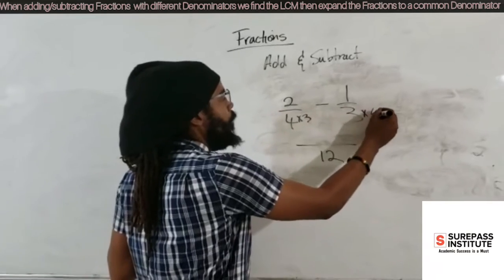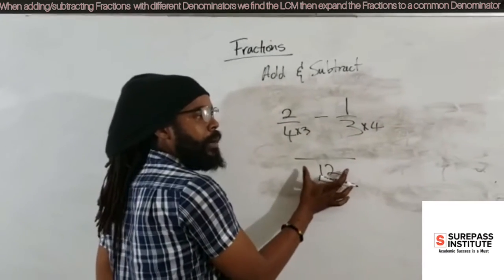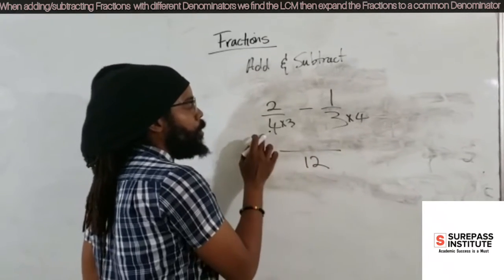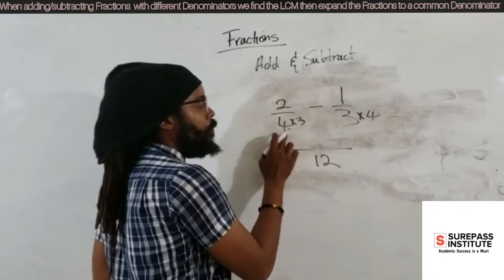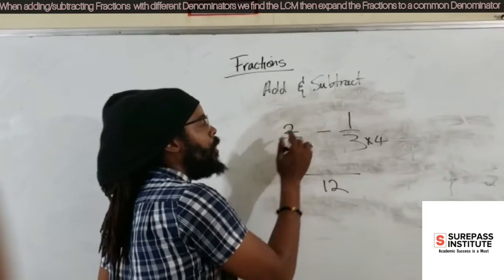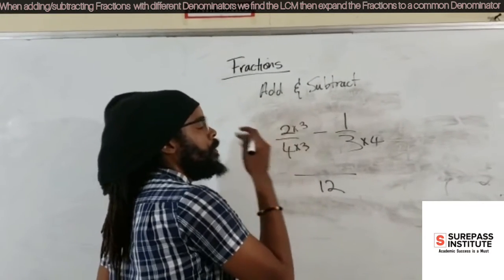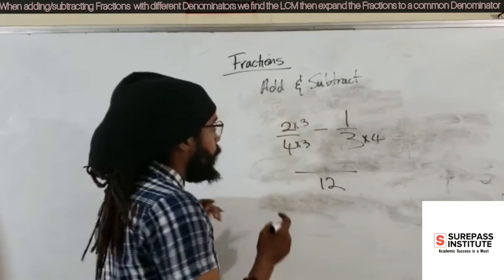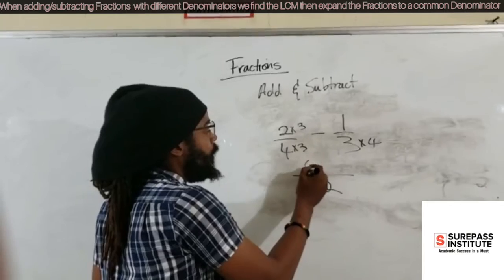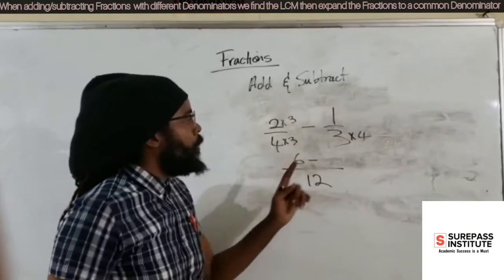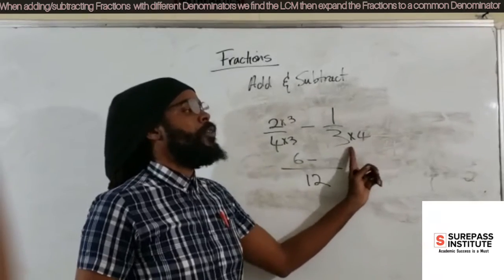both denominators by a number that allows us to get this common denominator of 12. To get 12, we would multiply 4 by 3. So 4 times 3 is 12. But if we multiply the denominator by 3, we also have to do the same to the numerator. Why? Because we're expanding the fractions. Now, 2 times 3 gives us 6, and 4 times 3 gives us 12. So we're on the right path. Now here, we multiply 3 by 4 to get 12.